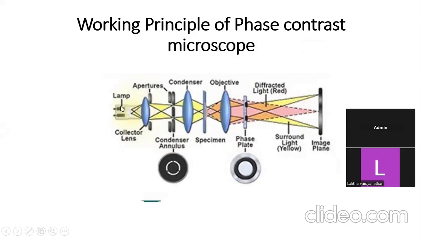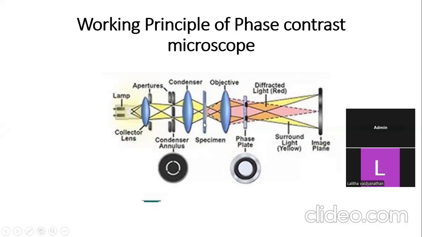The halogen lamp source is there, and the illumination reaches the collector lens. Through the aperture, it reaches the condenser, and here you have the condenser annulus. As I said, two things make a great difference in the phase contrast microscope: one is the condenser annulus and another one is the phase plate. These two are the major parts of the phase contrast microscope. From the condenser annulus, it reaches the condenser and then it reaches the specimen.